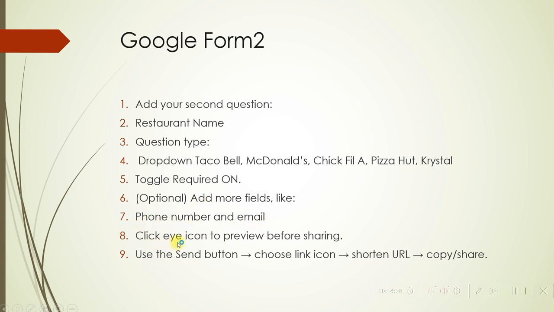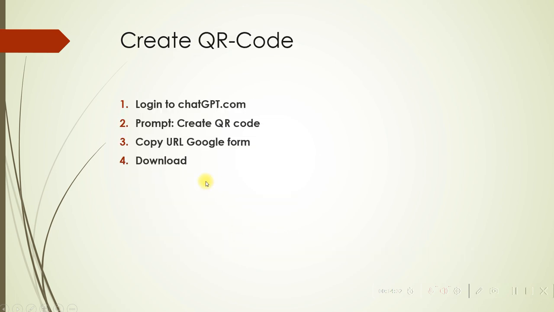We clicked the eye icon to preview it. We previewed a couple of times. All right, the last thing we did was to copy the form URL, log into ChatGPT, and ask it to create a QR code, and then we downloaded the QR code and saved it.